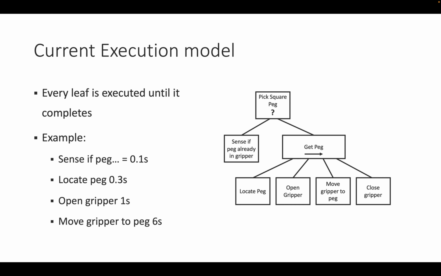Alright, so far every leaf is executed until it completes, and in this case some things might go very quickly. Let's say like in 100 milliseconds you know whether you have your peg, and others might take very long. For example, moving the gripper to the peg might take 6 seconds. So the behavior tree is essentially stuck in this leaf until the movement has succeeded. This is pretty bulky. It doesn't let you do anything concurrent, and might lead to other problems.